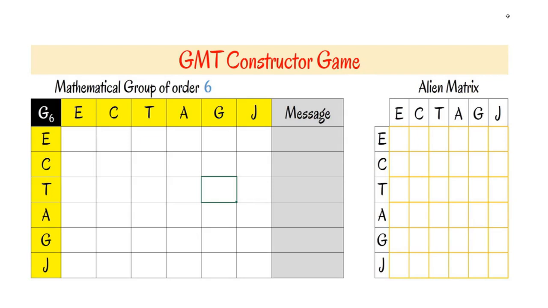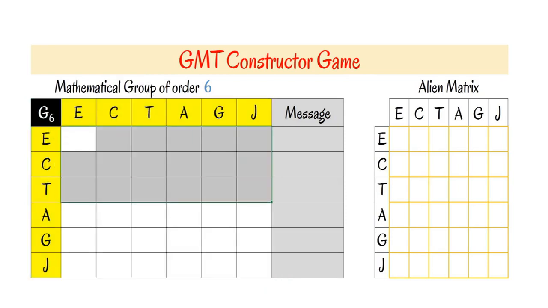Okay, now this is the GMT constructor game. This is a very simple game developed by me and is particularly useful when you want to prepare a group multiplication table without any mistake. So I have made an example with a mathematical group of order 6. There are 6 elements. If you look at the window, there are 2 tables. One table is for constructing the group multiplication table, and the 6 elements in this group are E, C, T, A, G, J. So you have to make a group multiplication table here.